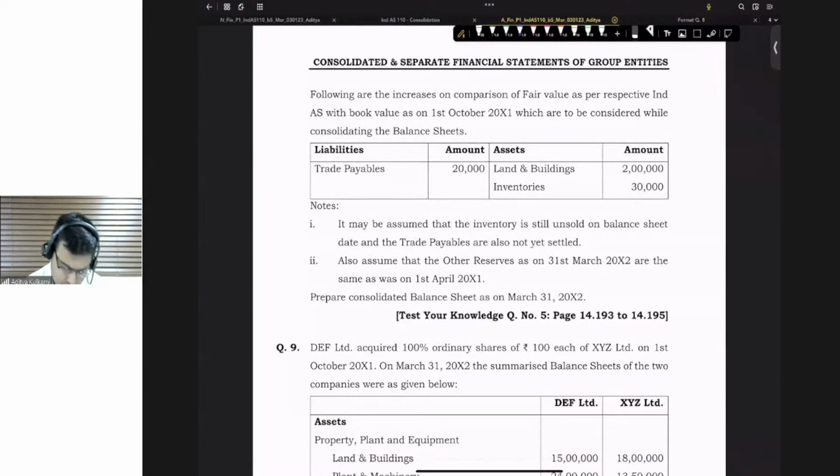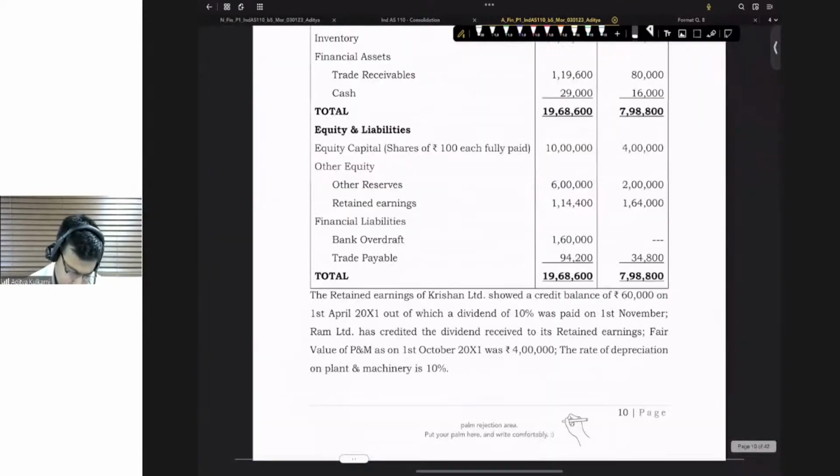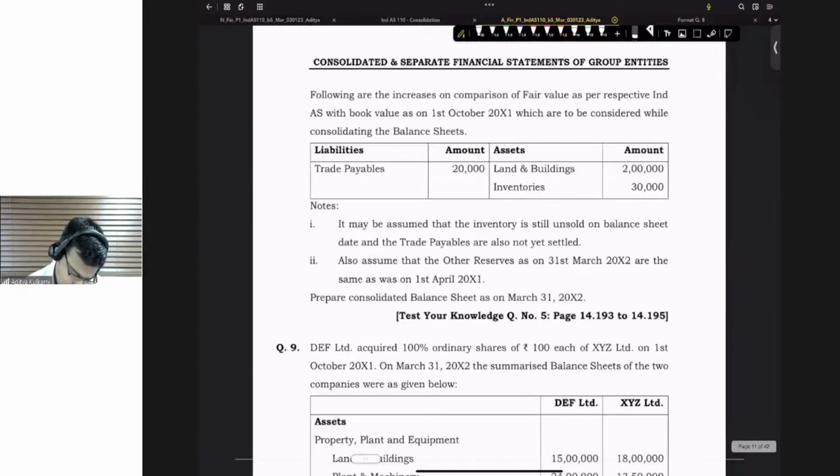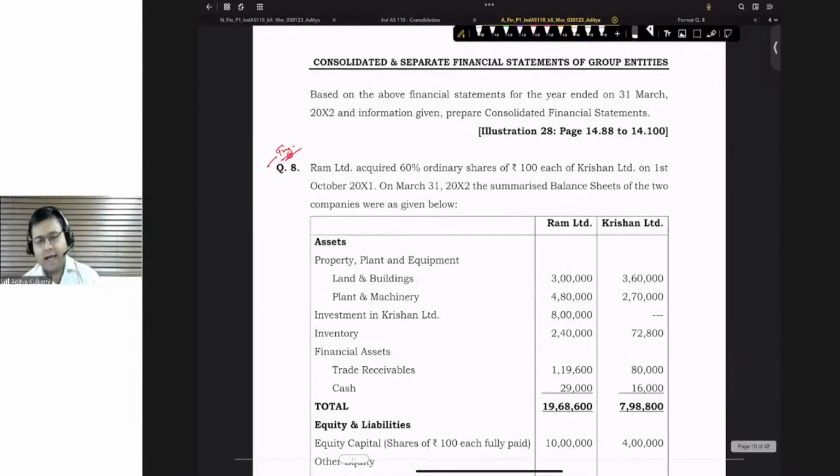This is your test your knowledge question. The retained earnings. Okay. So yeah, I had asked you to try to do this, but I had also mentioned that I'll be solving it for you. So if you have tried, you can just compare your answers.